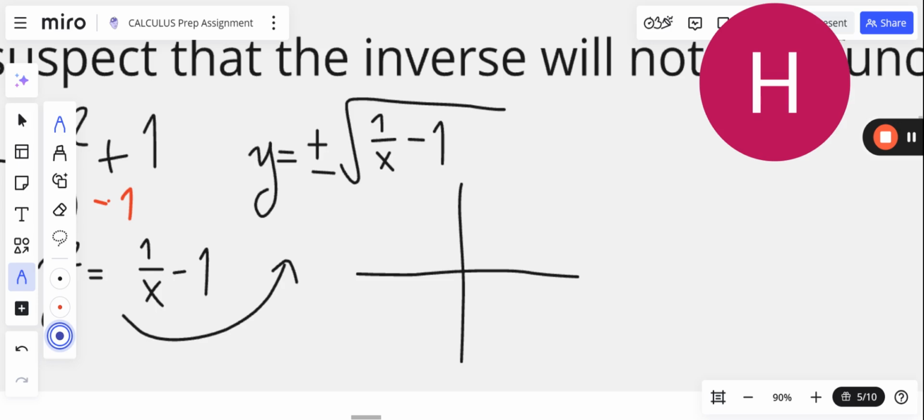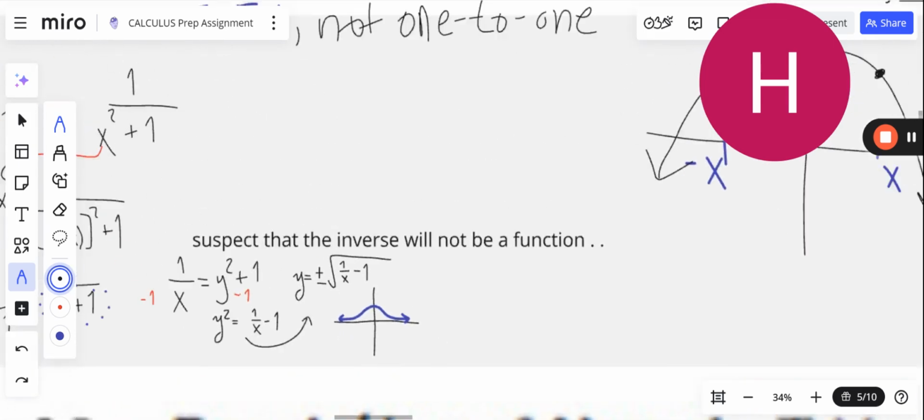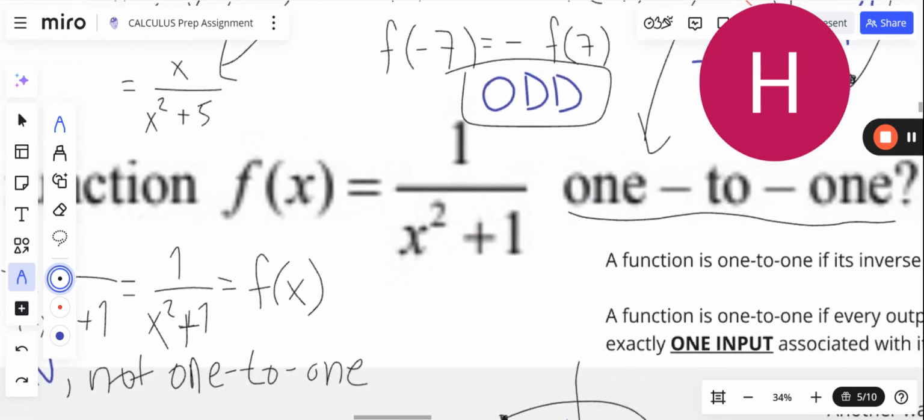Interesting. The original function looks something like a bell curve, I think. Similar to a bell curve. So it's not one-to-one because we see a bunch of these horizontal lines that would cross through more than once at two different spots. Except for at the very top, the top of the hill. But everywhere else, it crosses at 2 points. So this function is not one-to-one because its inverse is not a function.